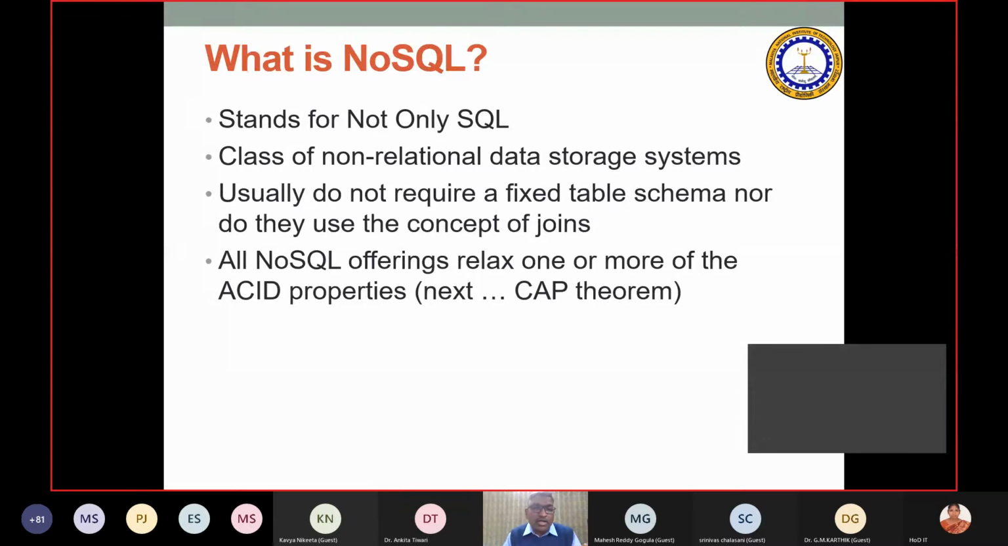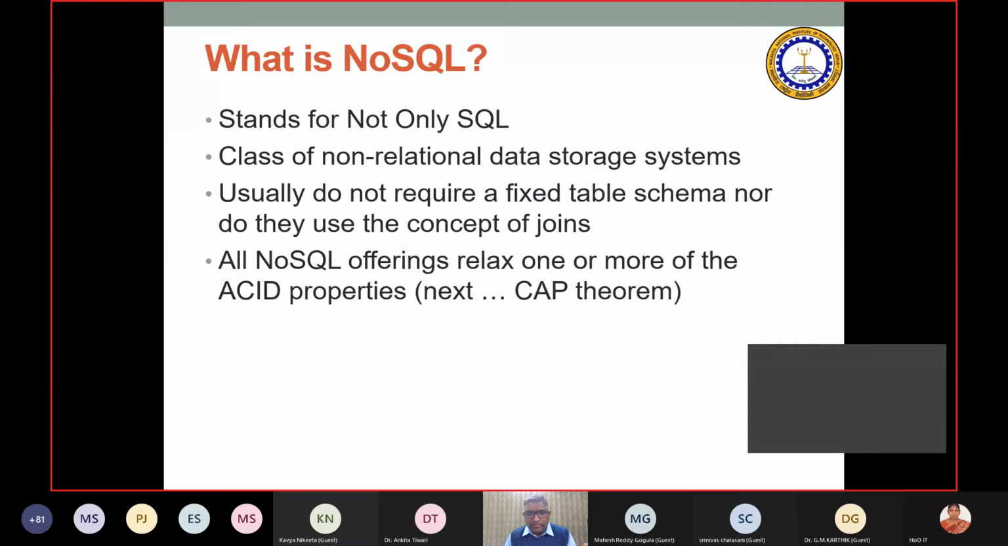Basically, it's a class of non-relational data storage system because SQL is structured query language, but structured query language is usually relational, right? The rows and columns have some meaning, right? But here it is NoSQL because it is a non-relational data storage system. Usually, it does not require a fixed schema. Table schema is not there, and you cannot also apply joins here. Right, and all NoSQL offerings relax one or more of the ACID properties.